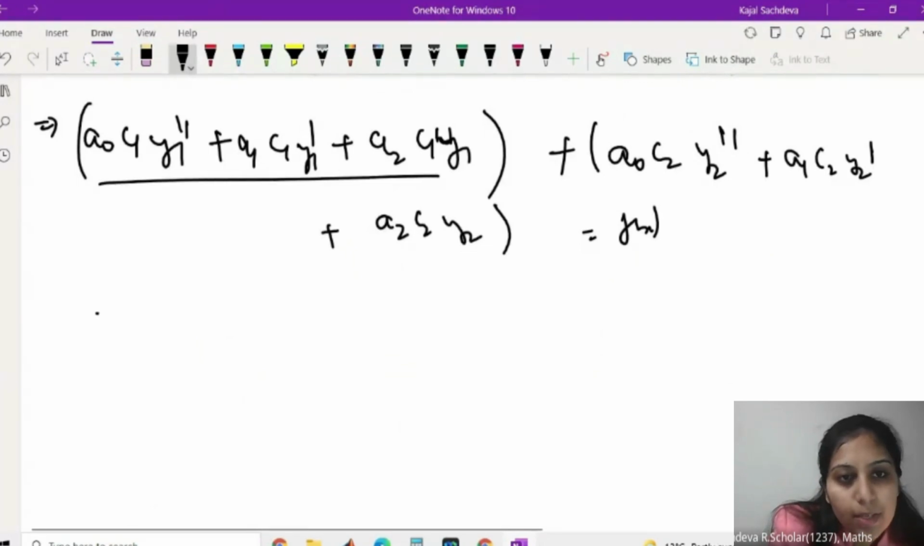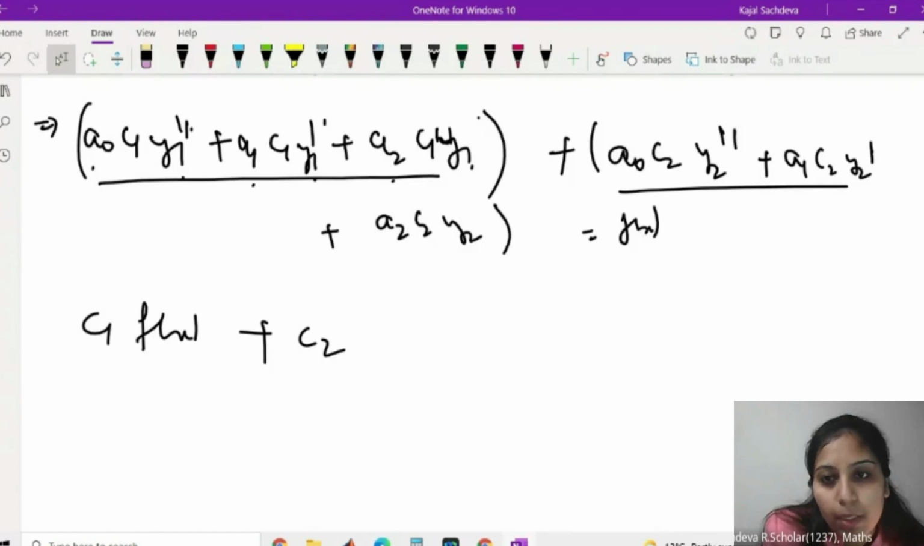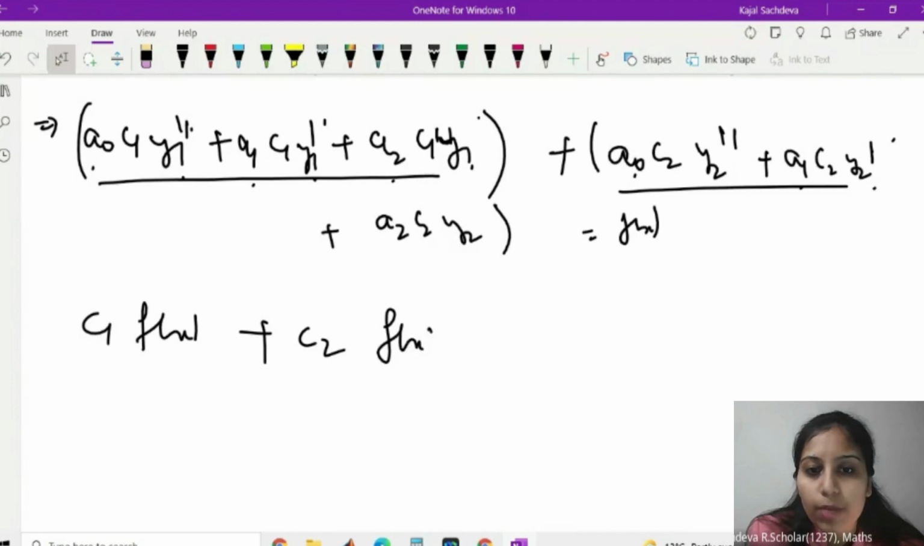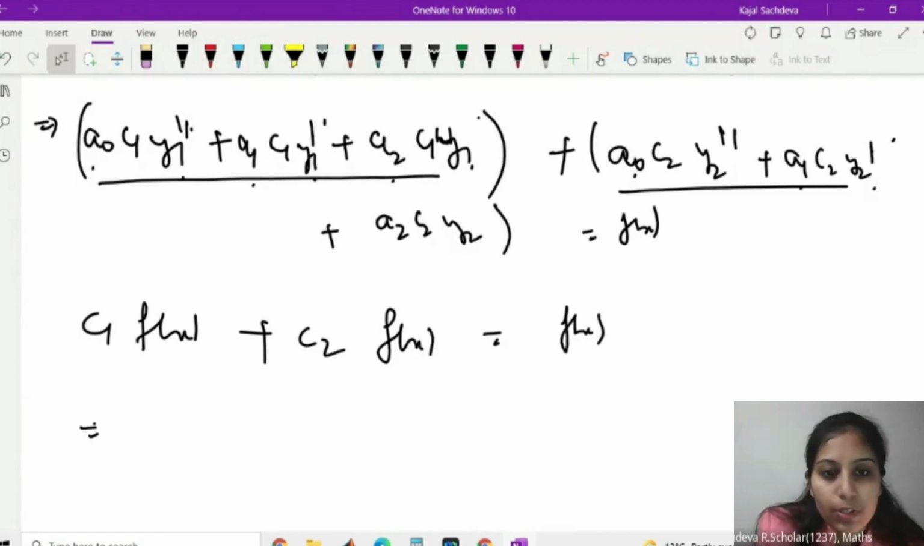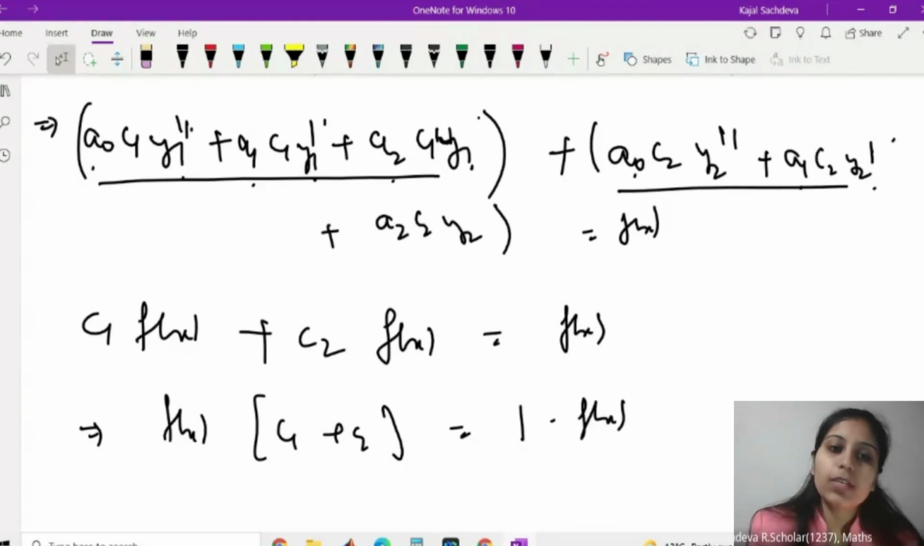So when we take c1 common, we get a0 y1'' + a1 y1' + a2 y1, which is equal to f(x). Also from here, when we take c2 common, a0 y2'' + a1 y2' + a2 y2, which is also f(x), and here also f(x). So when we take f(x) common, we are saying f(x) is not equal to 0. Right now, if f(x) is equal to 0, then it will be satisfied. We can see that if f(x) is equal to 0, the left hand side is 0 and the right hand side is also 0.